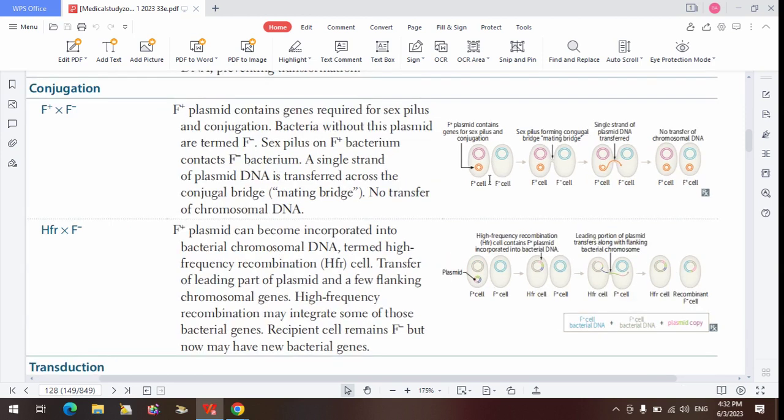Looking at this cell now, the one we have on top, the one that is looking purple, is the chromosomal bacterial DNA, while the one beneath it is the plasmid. Any bacteria that has a plasmid can form a sex pilus. The sex pilus is responsible for forming what we call a mating or conjugal bridge.